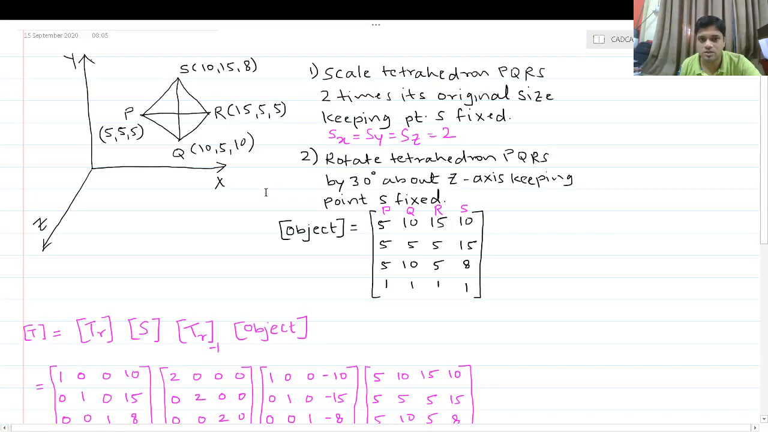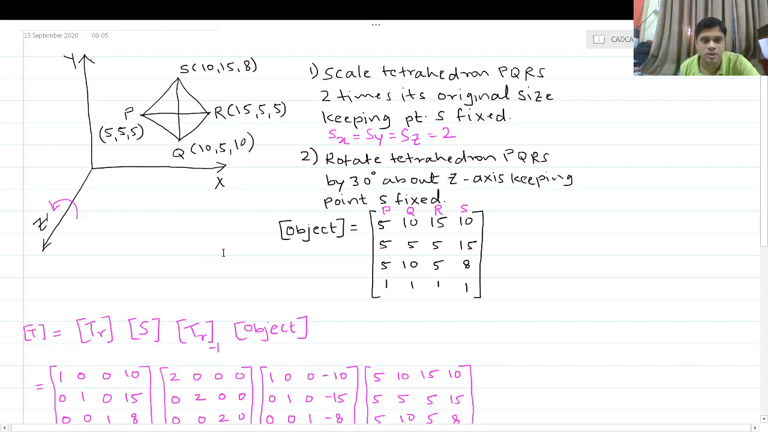Okay, the next question is, we have to rotate this same tetrahedron PQRS by 30 degrees about Z axis. Now since it is a 3D rotation, I can have rotation about X axis, about Y axis, or about Z axis. So that is not a problem. Clearly, it is mentioned to carry out a rotation about Z axis. This is going to be a counterclockwise rotation by default, by 30 degrees. So counterclockwise is positive, that is why it is positive 30 degrees.